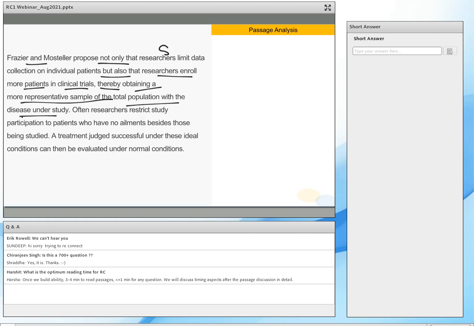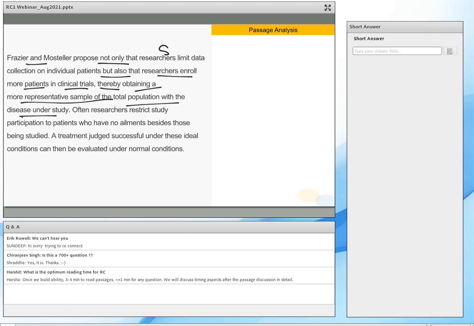At this point in the passage, we can make an inference. The inference that we make here is that the author is saying that if you take more people into your clinical trials, the data that you will obtain will be more representative. That means that the way the clinical trials are done today, the results are not representative. That's a very clear inference that we can draw.